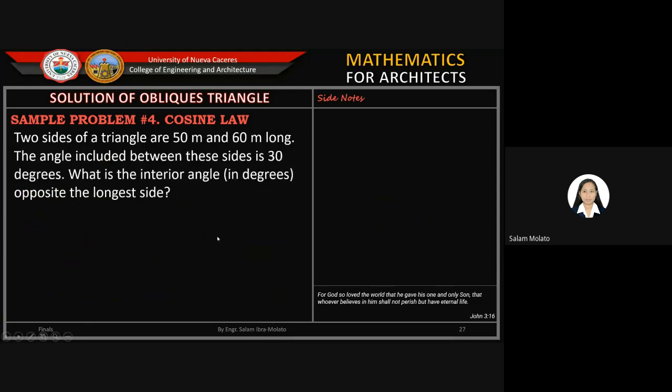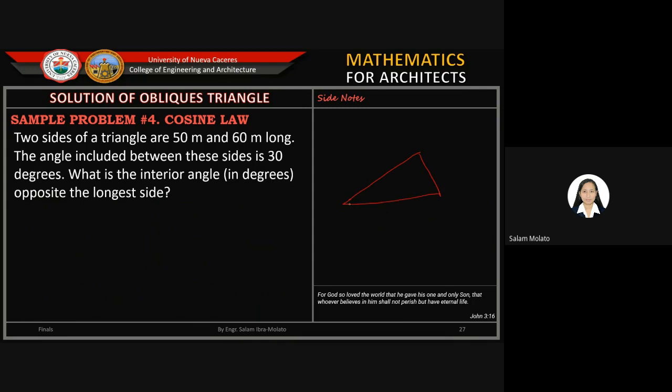So number 4 example. Two sides of a triangle are 50 meters and 60 meters long. The angle included between these sides is 30 degrees. What is the interior angle in degrees opposite the longest side? So what we are looking for is the angle opposite the longest side, but we don't know yet which is the longest side. So therefore, we need to identify that first. So to make it easier, let's draw a triangle so that we can figure it out. Say this is the triangle.